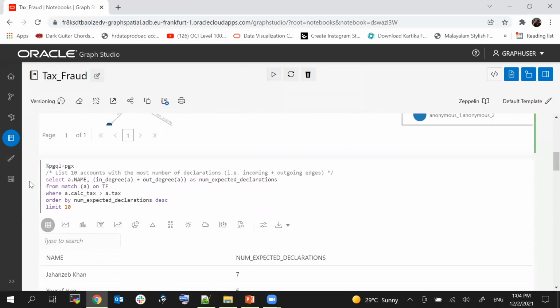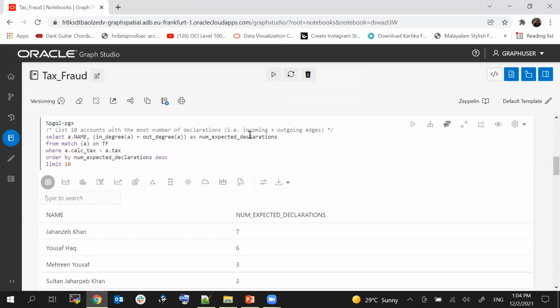So say for example, if I want to find out people who have the maximum number of declarations, we use functions like in degree or out degree. They are all built-in functions available as part of Oracle Graph. So in degree is for the number of relations that are incoming to a specific individual, and out degree is the relation associated with that particular individual that originates from that individual. So in degree is more like incoming to an individual, and out degree is like outgoing from an individual.